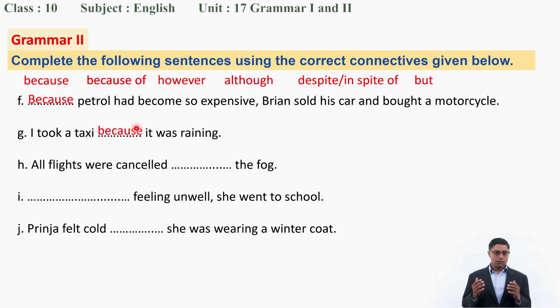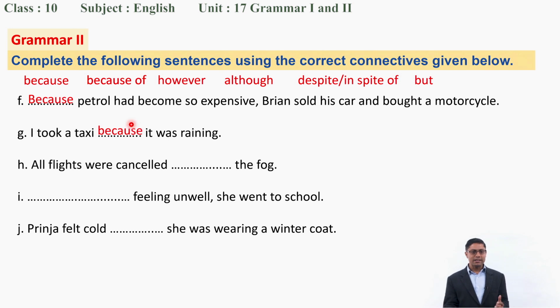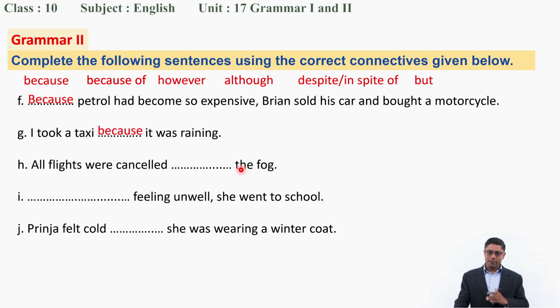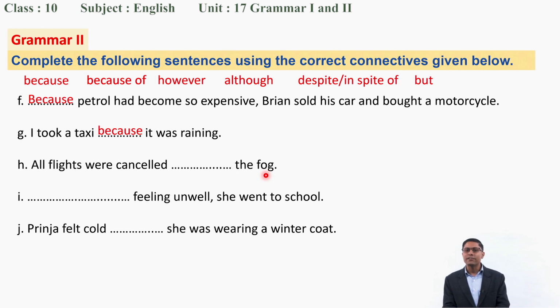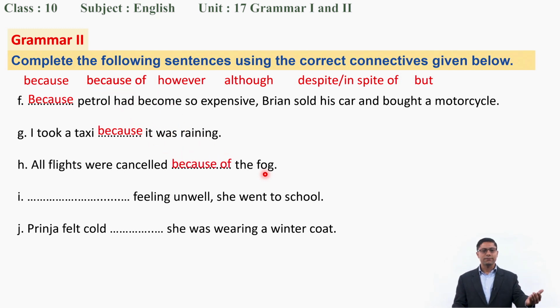That's good. Now H. All flights were cancelled, blank, the fog. So see, are these contrastive ideas or reason for doing something? All flights were cancelled. The fog means here the fog is the reason. That's why we need a reason connective. So because or because of then? Exactly, we are using because of, because there is a noun phrase. So because of is the right answer.